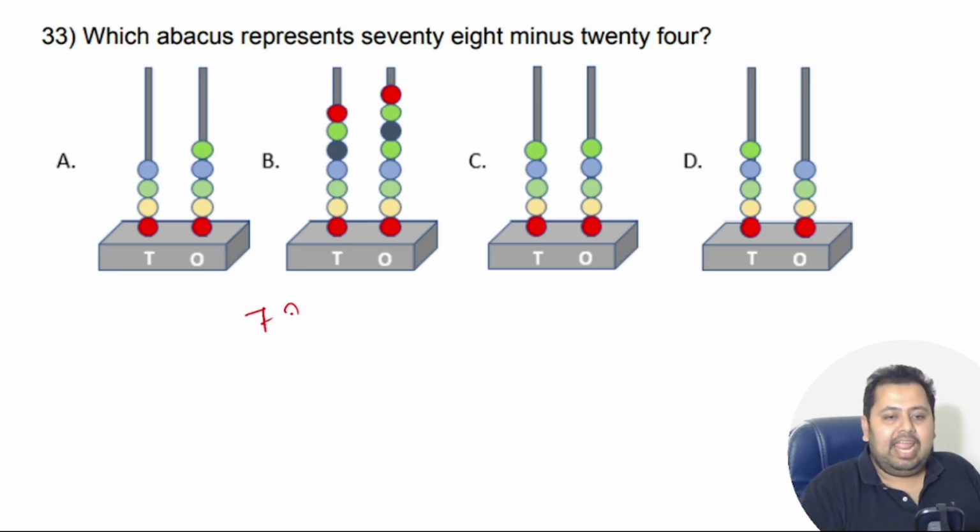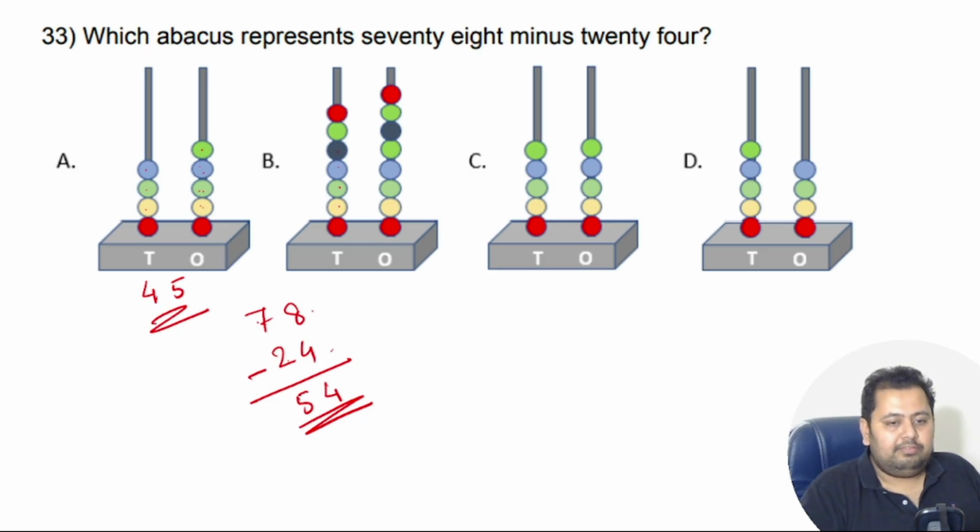So 78 minus 24. 8 minus 4 is 4. 7 minus 2 is 5. So 54. Now which of these options shows 54? Let's go to option number 1. So the tens place has 1, 2, 3 and 4, right? This is 4. And the ones place has 1, 2, 3, 4, 5. So this is nothing but 45. Tens place over here is 1, 2, 3, 4, 5, 6, 7. So this is 7. And the ones place is 1, 2, 3, 4, 5, 6, 7, 8. So this number is 78.